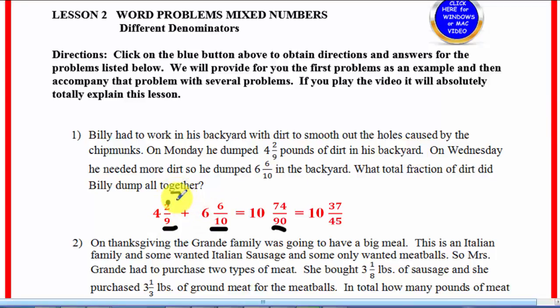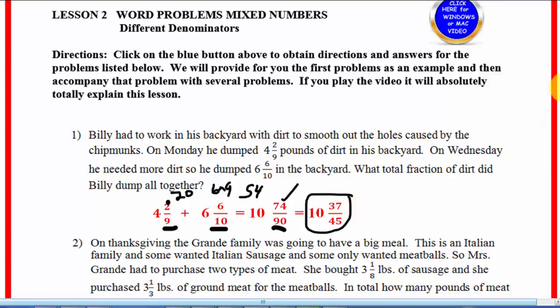I'll put a 20 right here for you so you can see what we're talking about. And let's look at this one. How many times does 10 go into 90? 9 times. So 6 times 9 is 54, right? So let's add up. 54 and 20 is 74. Now, that's not the lowest it can be, so we reduce it to 10 37/45. And this is your final answer.